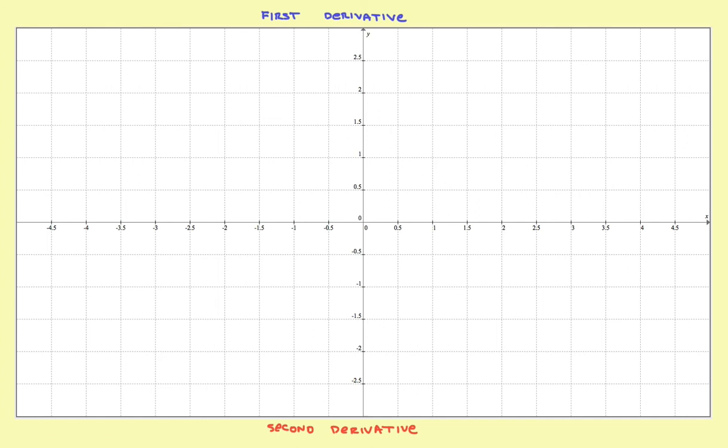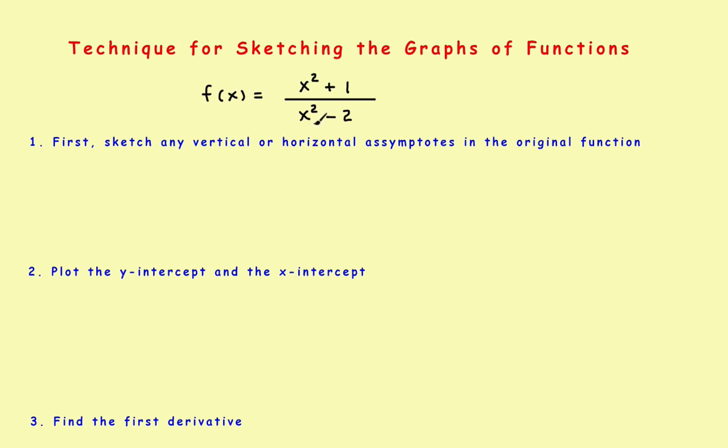Now, let's go back to our steps and look at the process. The function we're given to work with is a rational function, x squared plus 1 divided by x squared minus 2. In the last video, the first step is to sketch any vertical or horizontal asymptotes. But with polynomials we didn't have any, so we just put none and bypassed the first step and started with the second step. But in this case, you're actually going to get quite a bit of information because this is a rational function. So we want to sketch the vertical and the horizontal asymptotes. Let's work on the vertical one first, and we'll put that over here.